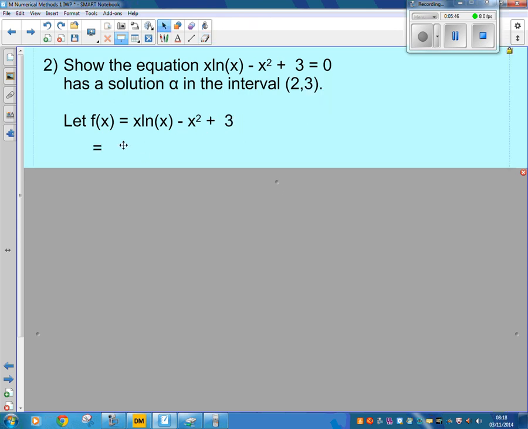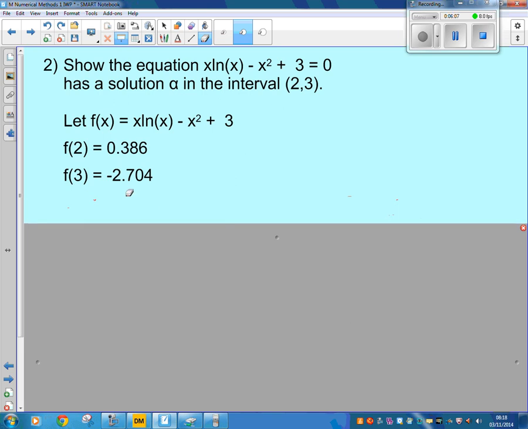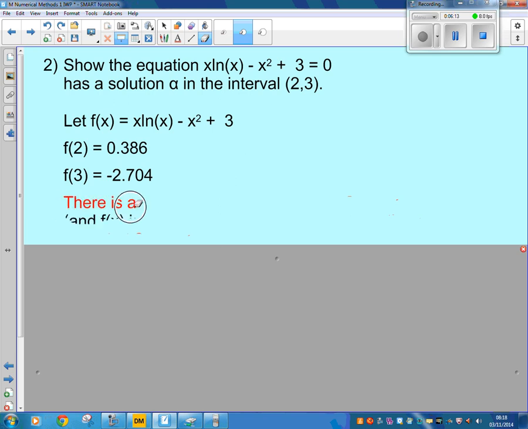Next stage that you've got here is to find f of 2 and f of 3. So f of 2, put 2 into here, and you get 0.386, and then f of 3, put 3 into there, and you'll get that value. And what you're looking for is a change in sign, one of them positive, one negative. And now you need to make your statement.